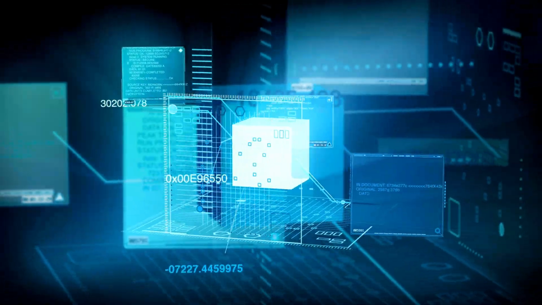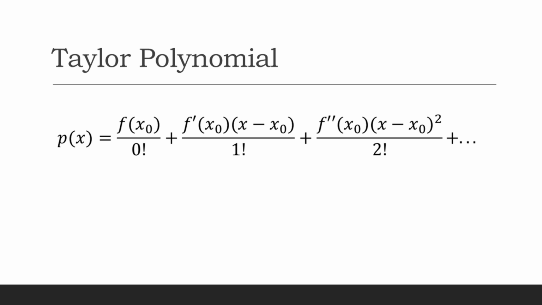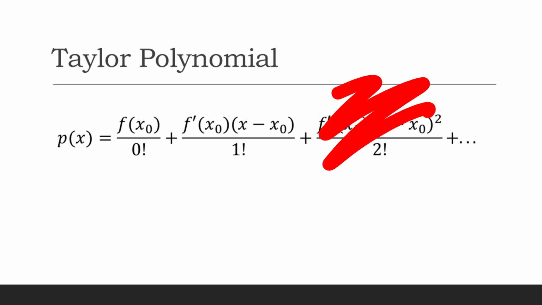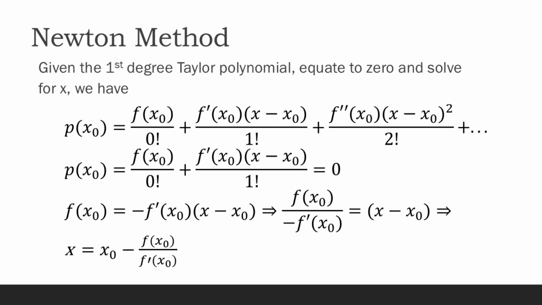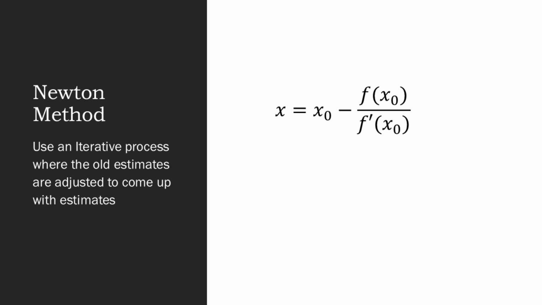Let's move on to the next procedure, and let's start with the Taylor polynomial and stop at the first derivative. Now, given the first degree Taylor polynomial, we equate it to 0 and then we solve for x. We have this final equation, which is x equals x sub 0 minus f of x sub 0 all over f prime of x sub 0. It's actually called the Newton-Raphson method, but we'll just call it the Newton method here. So this is the Newton-Raphson iterative process.